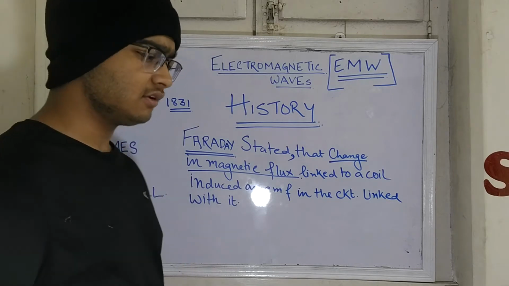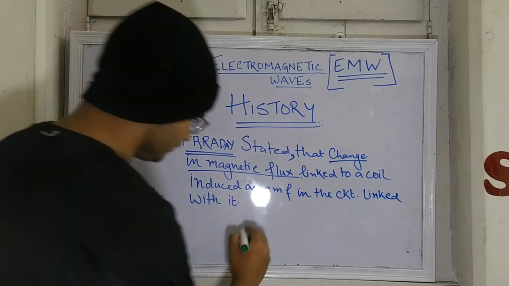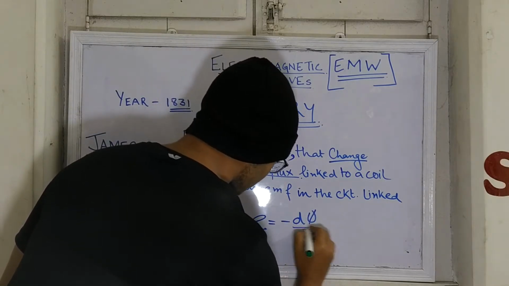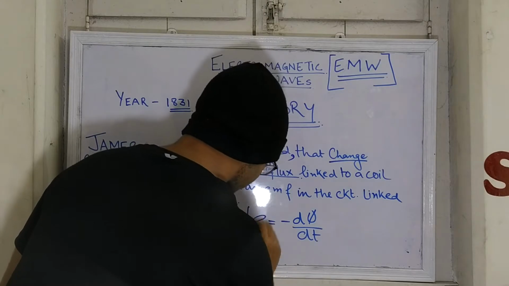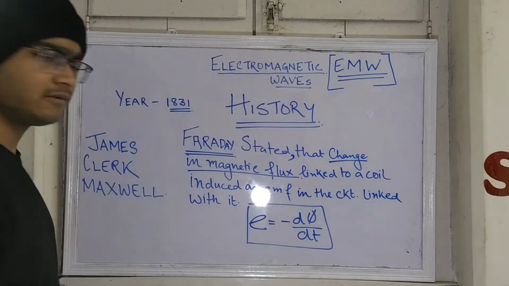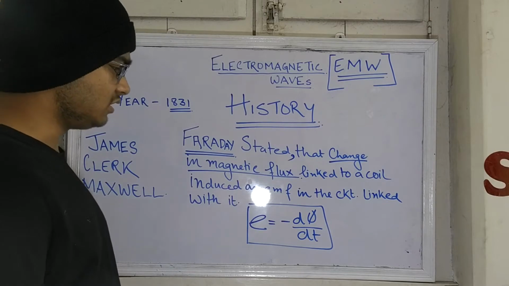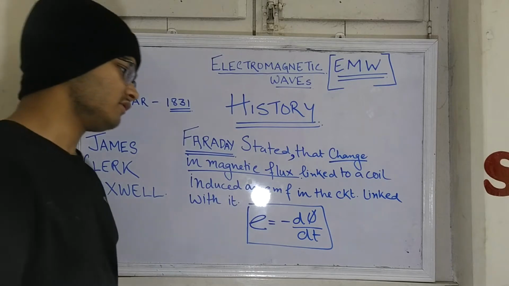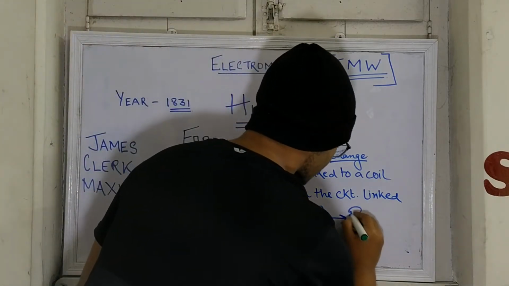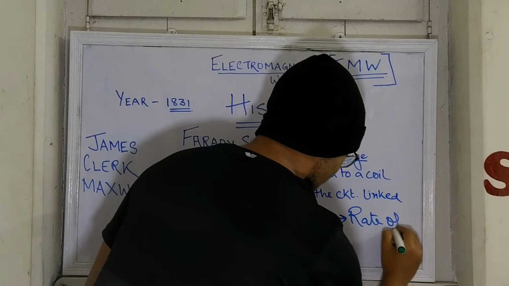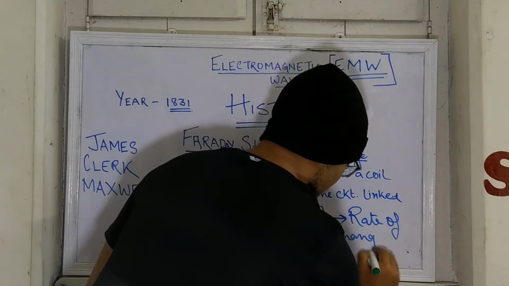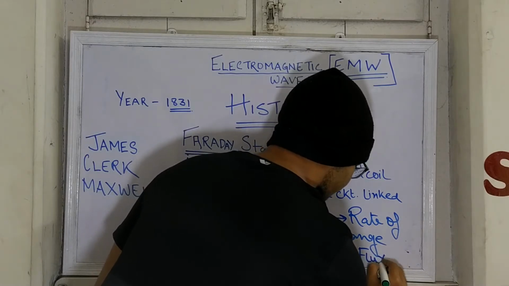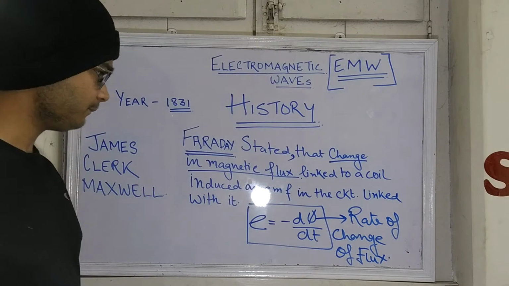According to Faraday, this EMF is E equal to minus d phi by dt. Right? From the chapter of AC currents, we are familiar with this formula. E is the EMF induced in the coil, equal to minus d phi by dt. What is d phi? d phi is the rate of change of flux, okay, and t is the time.